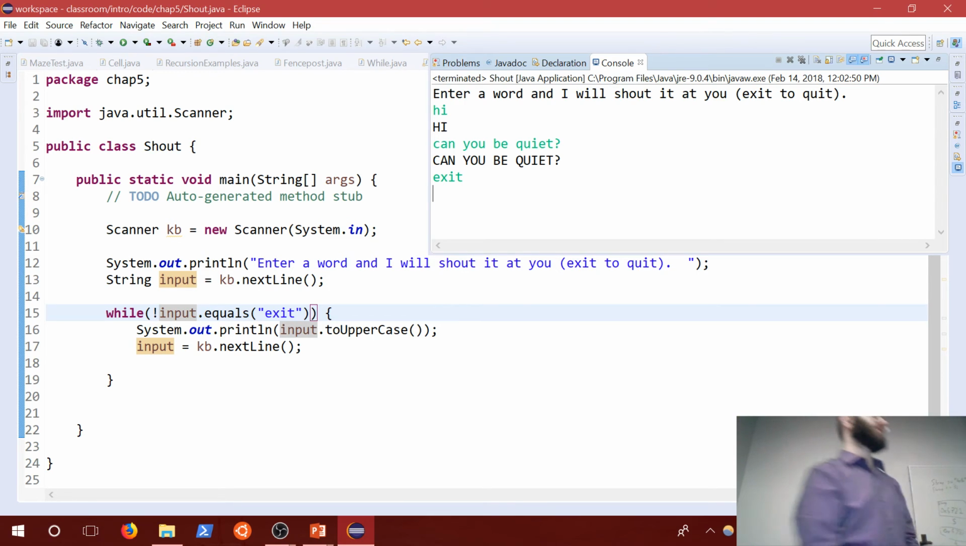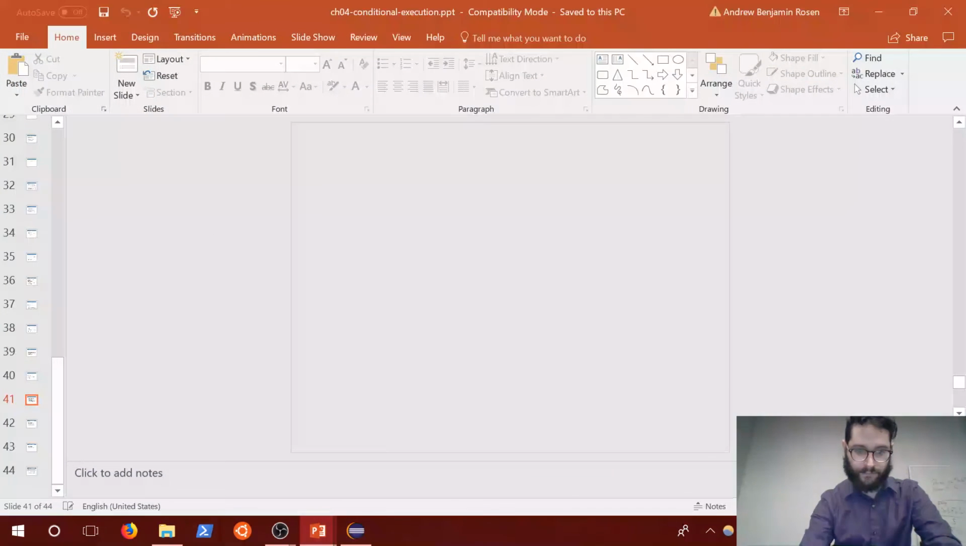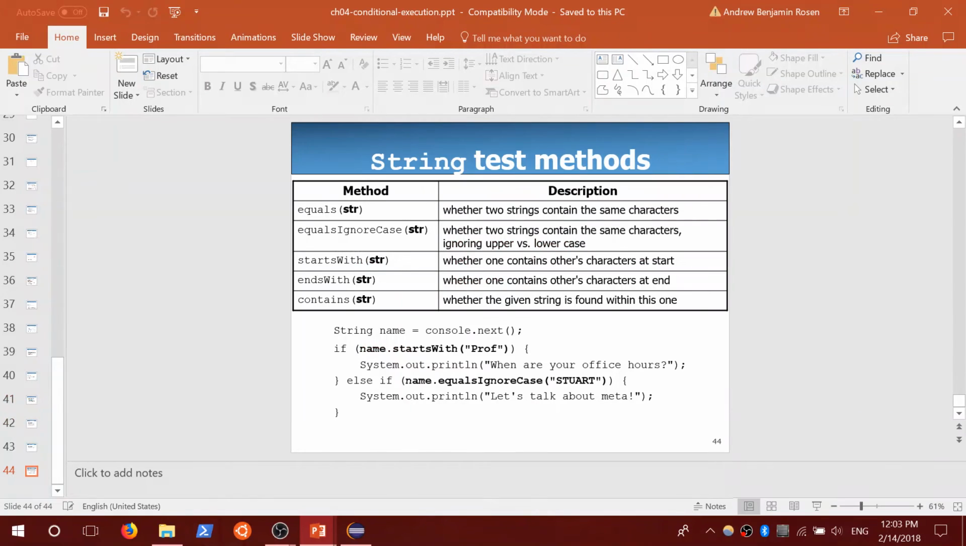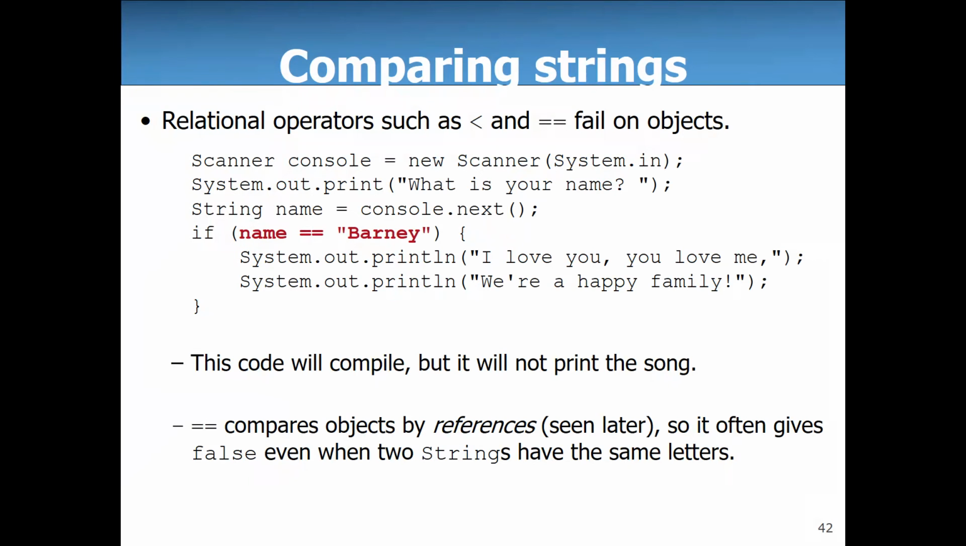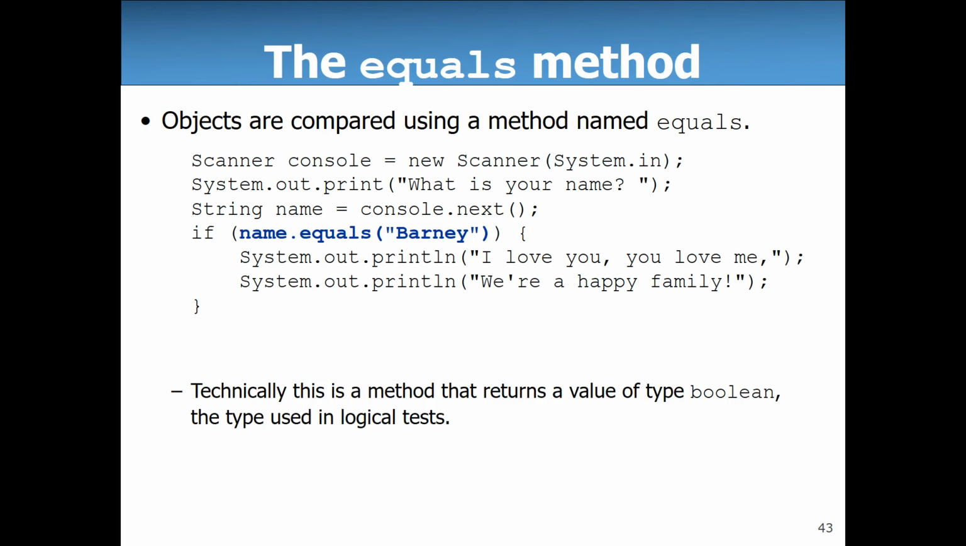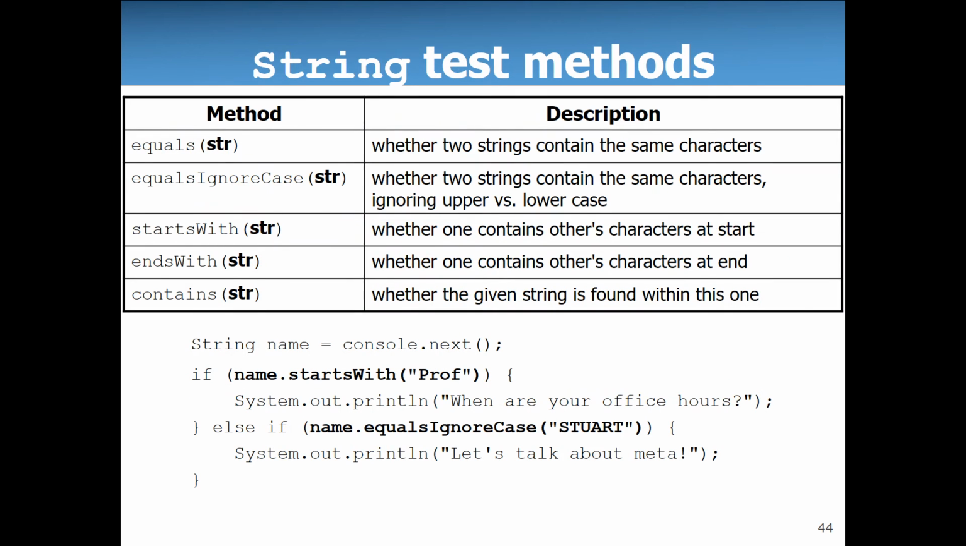And now it stops because the dot equals will compare those values with each other. This is from the slides on chapter 4, right? Right. So double equals compares objects by references, which we'll see. So it often gives you false even when they have the same letters. So instead, we want to use the dot equals method, which will return a Boolean.